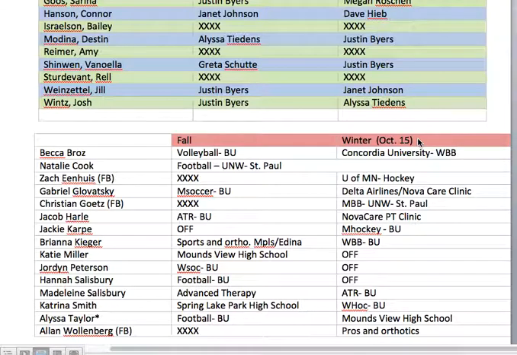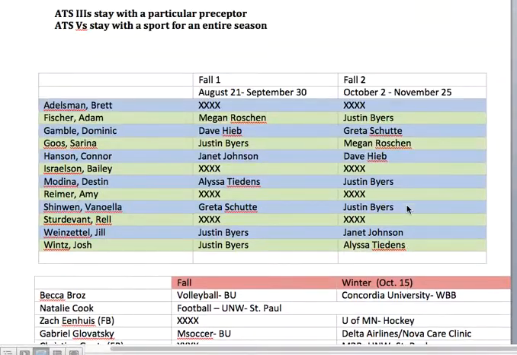Now, the seniors are a little bit different. They stay with an assigned sport or a location, not a particular preceptor. So Becca, she'll do volleyball, and she'll complete the volleyball season. When she gets done, she'll go over to Concordia and start working with women's basketball. So there's a little difference on those.